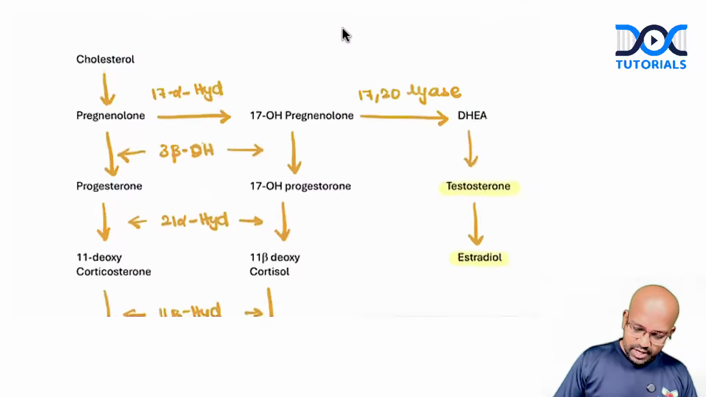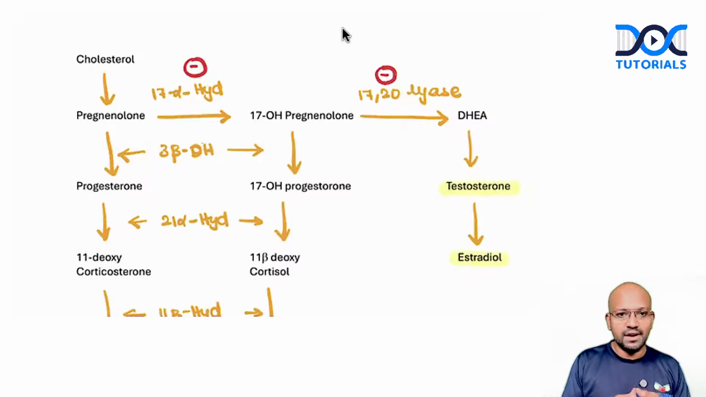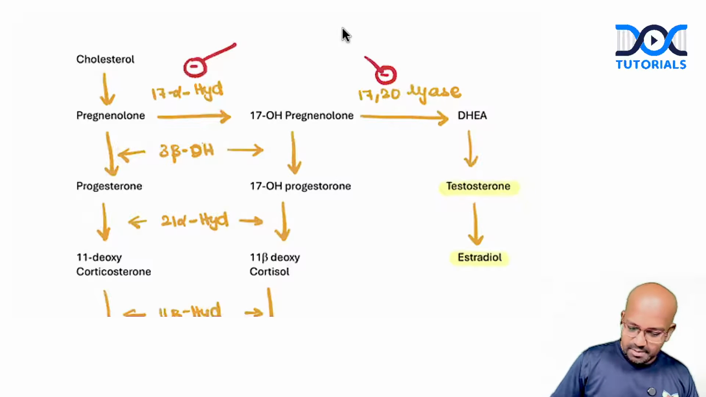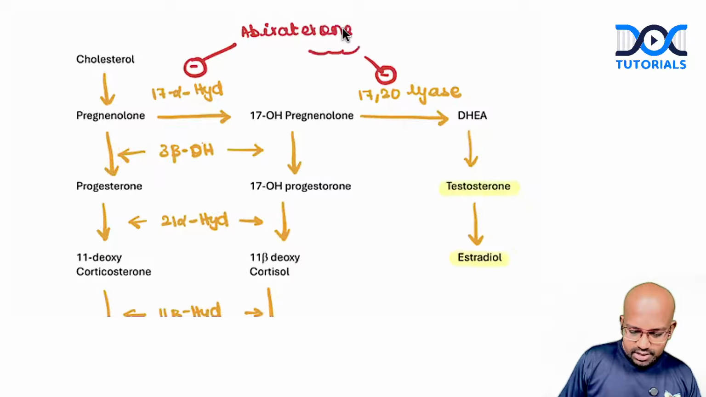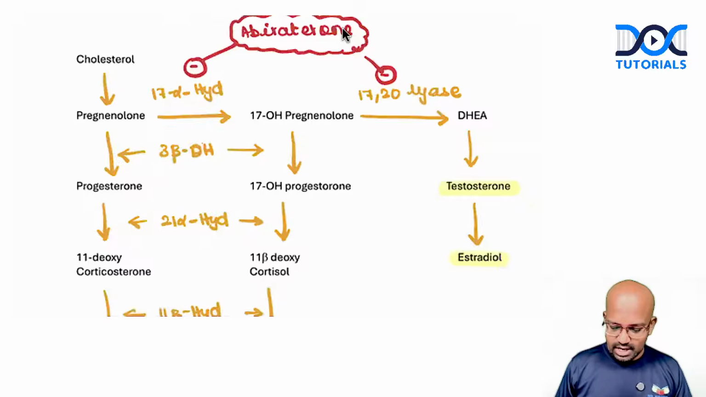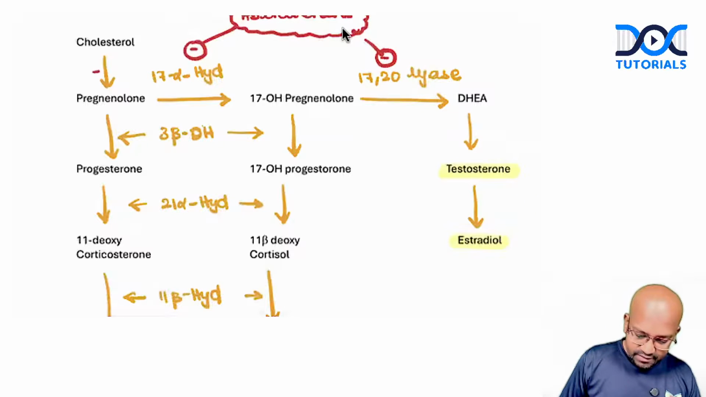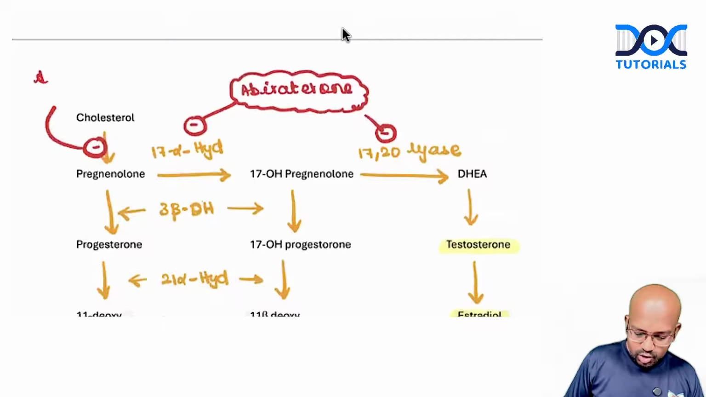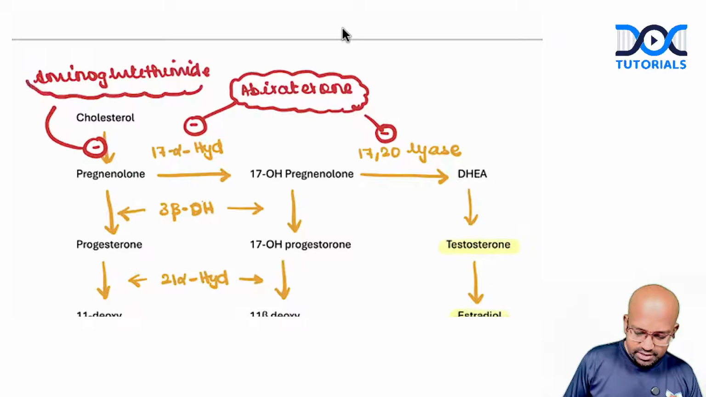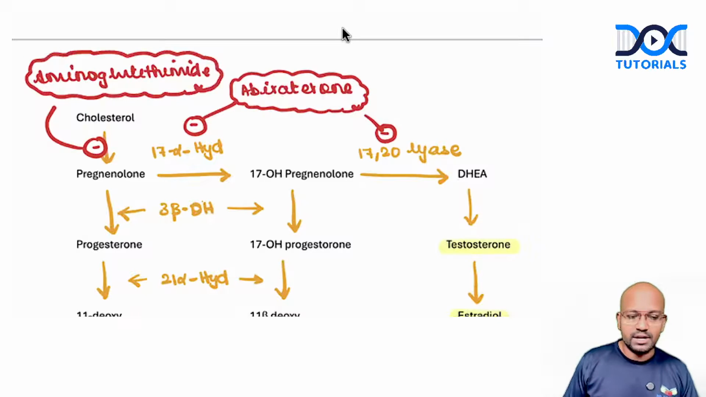Now, what are the drug names which are going to be inhibiting? Let's start with the first one. We have some drugs which might be inhibiting both of these enzymes, 17-alpha hydroxylase and 17-20 lyase enzymes. This is getting inhibited by abiraterone. Abiraterone is a drug which tends to inhibit 17-alpha hydroxylase and 17-20 lyase enzymes. The conversion of cholesterol to pregnenolone, this first step itself, will be inhibited by aminoglutethimide. Aminoglutethimide is the drug which might be inhibiting the synthesis of pregnenolone from cholesterol directly.